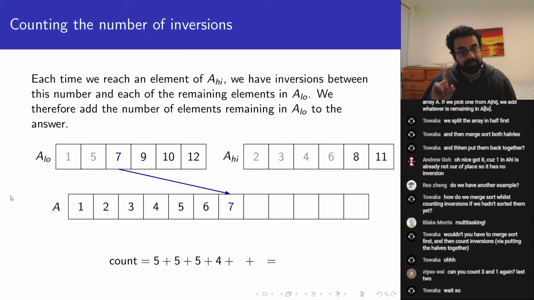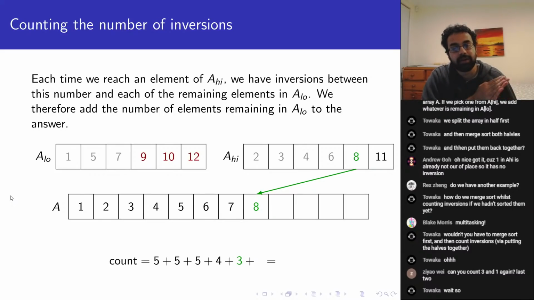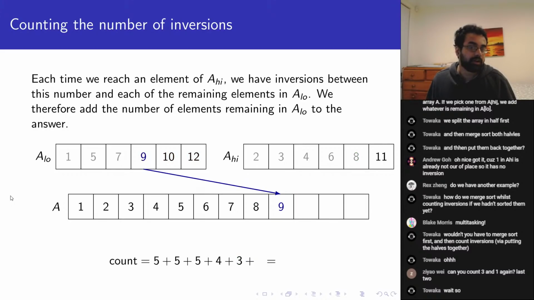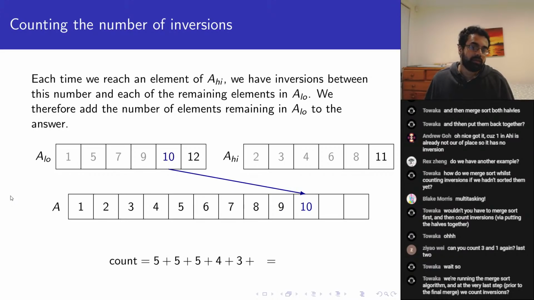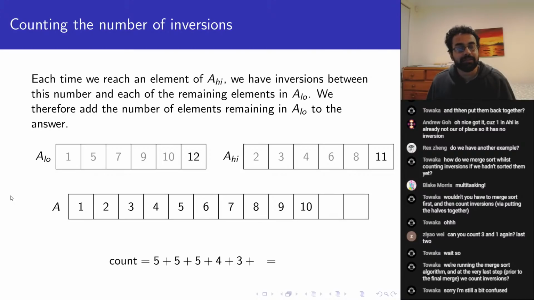So here we've compared the 7 against the 8. The 7 won, and so the 7 gets written in. Next up, we're comparing an 8 against a 9. The 8 is the smaller of those two, and it's in inversion with the 3 largest elements of A-low, so we add 3 to the total. Next, we're comparing 9 against 11. 9 wins. We're comparing 10 against 11. 10 wins. And finally, we compare 11 against 12. 11 wins, and it's in inversion with the one remaining thing in A-low, which is why we add 1 to the total. I hope that explains things?